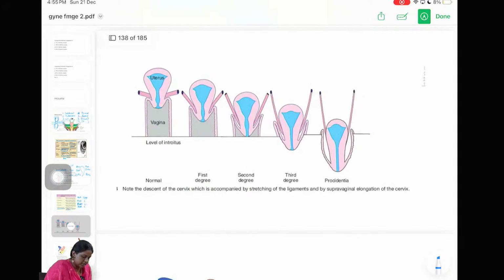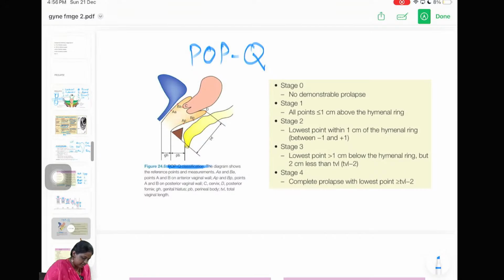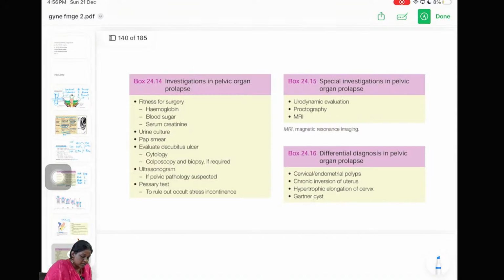Now, what are the degrees of prolapse? First degree is into the vagina. Second degree is at the level of the introitus. Third is outside the introitus. Fourth is complete procidentia. This is called the POPQ classification, which can stage the prolapse into 4 stages. This is all very high, not needed. It is PG level.